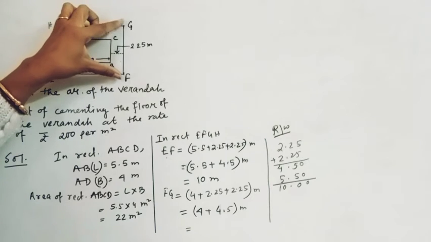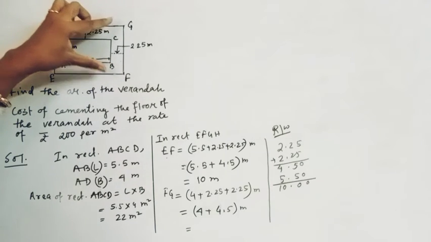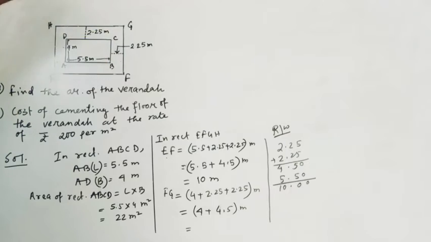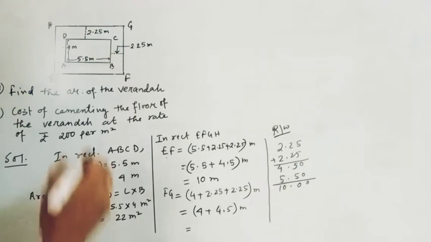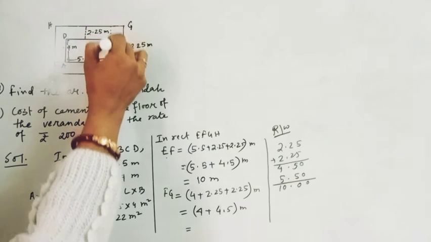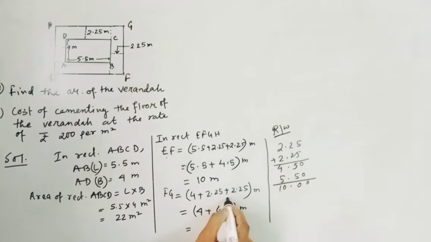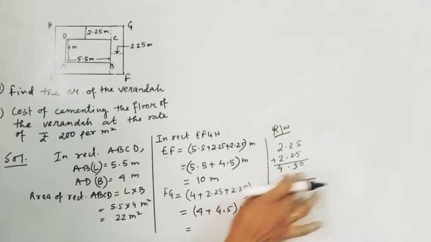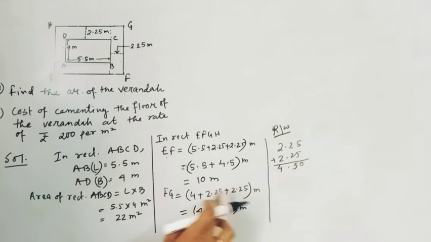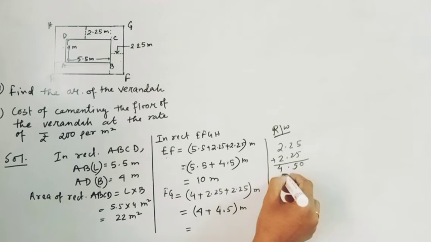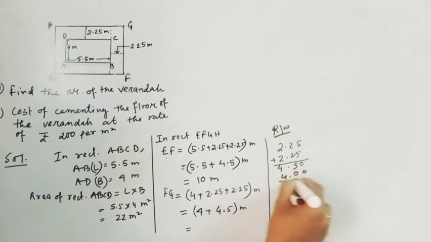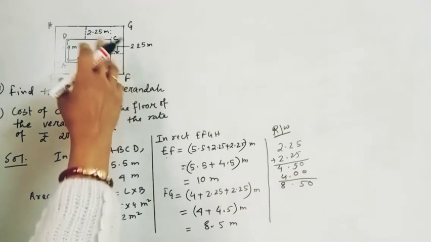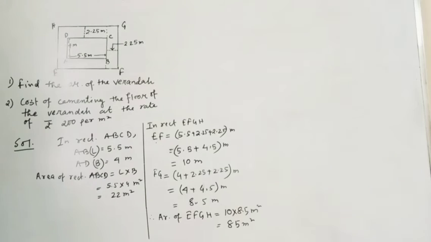Similarly, to find FG, the breadth of the outside rectangle, BC is 4 meter. So with this 4 meter, I have to add 2.25 from this side and 2.25 from this side. In the same way, 2.25 and 2.25 is 4.5, and then plus 4, it will become 8.5 meter. Now we have to find the area of rectangle EFGH.